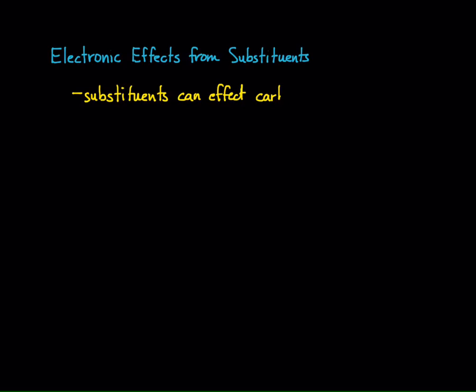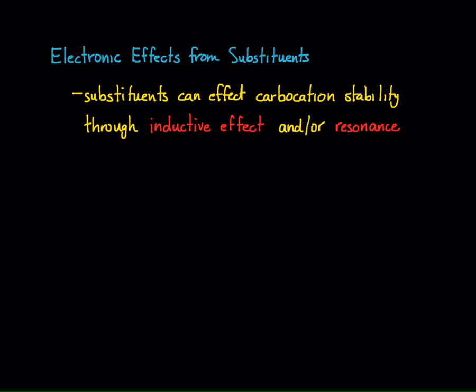Now, there are other factors that can influence carbocation stability, and that is substituents that are present close to that carbocation. So we also see that substituents can affect carbocation stability. How? Well, again, through inductive effect and or through resonance effect. So we're going to see that substituents can have an inductive effect one way and a resonance effect another way, and how do they balance one another out?